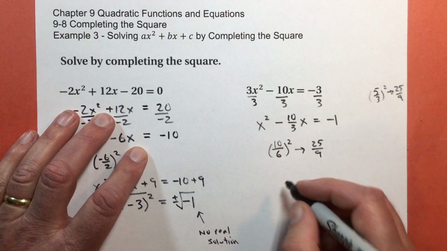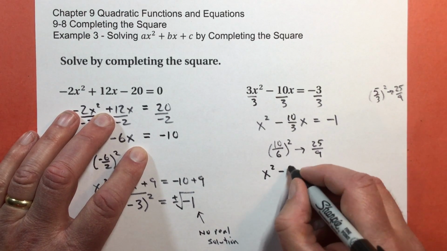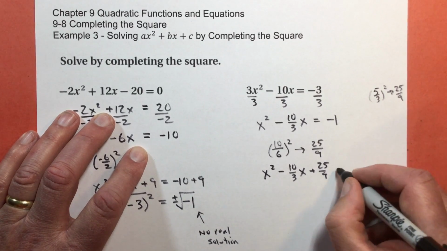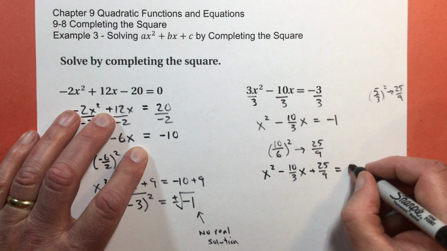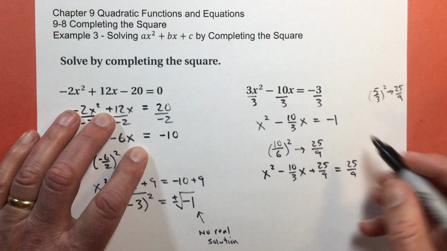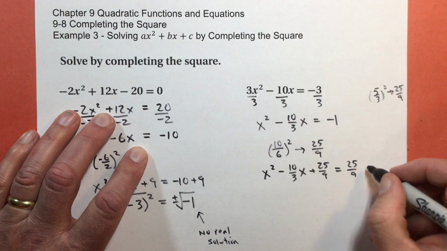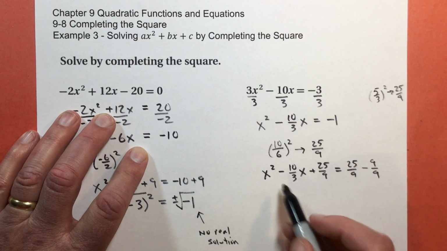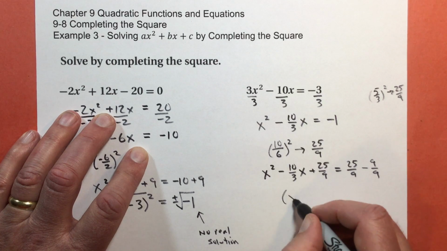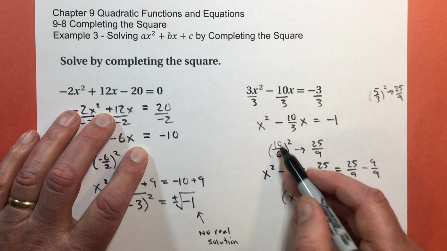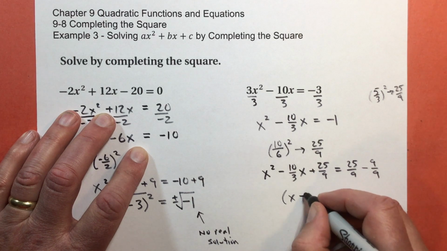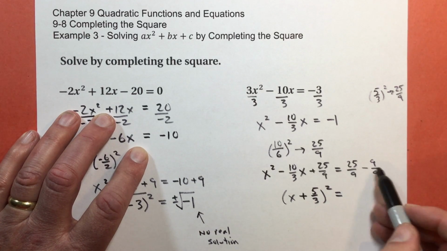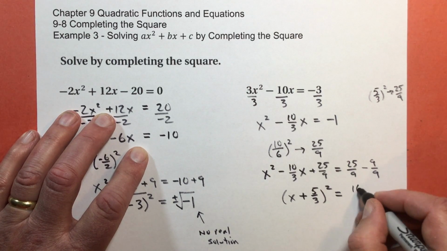That's okay. So I get x to the second power subtract 10 over 3x plus 25 over 9 equals 25 over 9, and I'm going to plus negative 1, and I'm going to put a common denominator here, so I'm going to subtract 9 over 9. That'll be okay. On this side, I get x plus 10 over 6, and I'm going to reduce it, so I got 5 over 3 squared. And over here I got common denominator, so I got 25 subtract 9, which is 16 over 9.